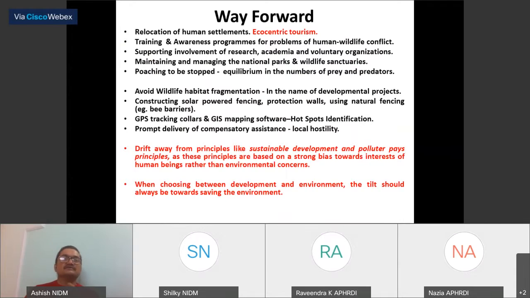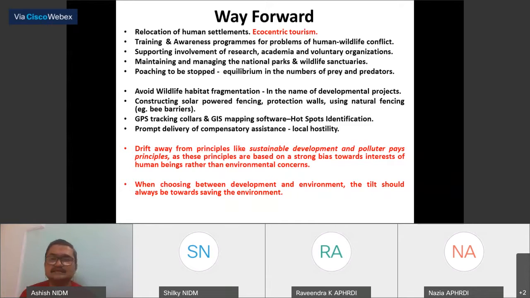So what should be the way forward? We have to really relocate our human settlements. It should be away from the forest area. There should be some buffer between forest areas and human habitats. Then we should go for ecocentric tourism. We have to provide all kinds of training and awareness generation with respect to problems of human and wildlife conflict. We have to support research, R&D. Academia has to be involved. Industry has to be involved. Non-government agencies have to be involved.